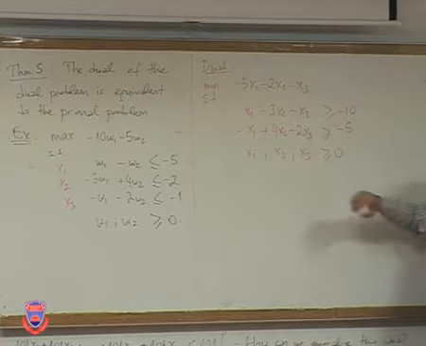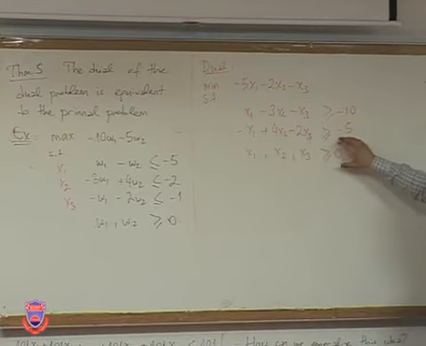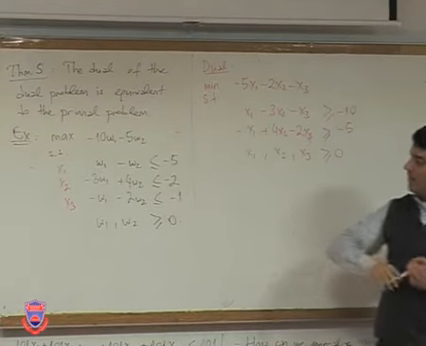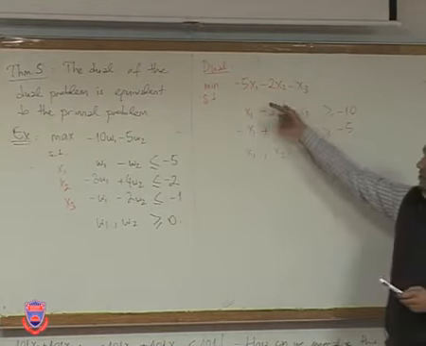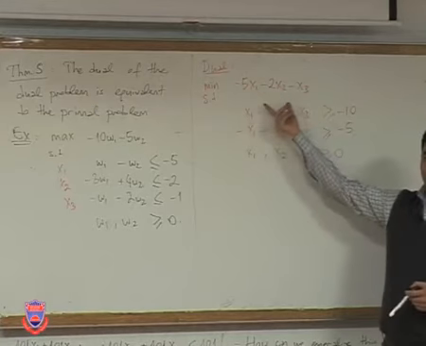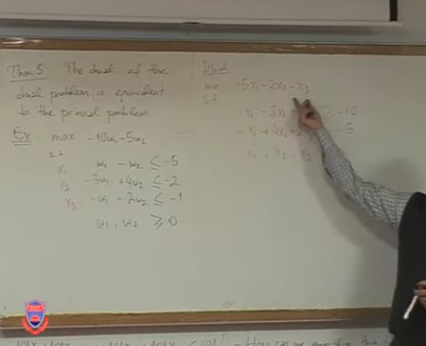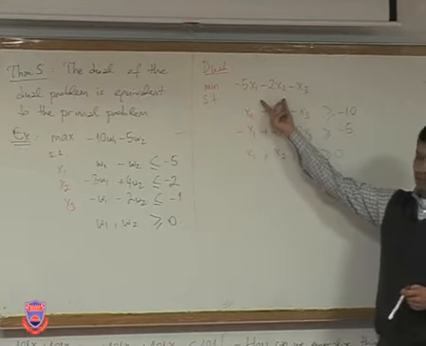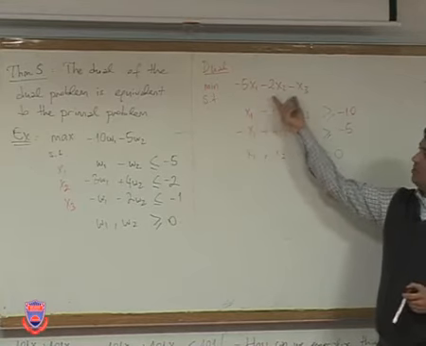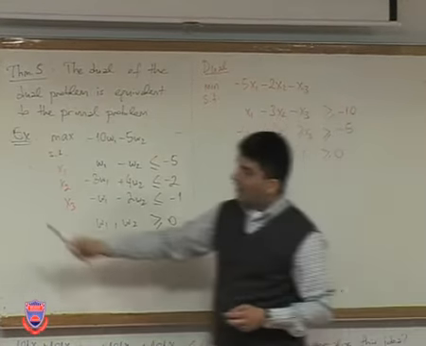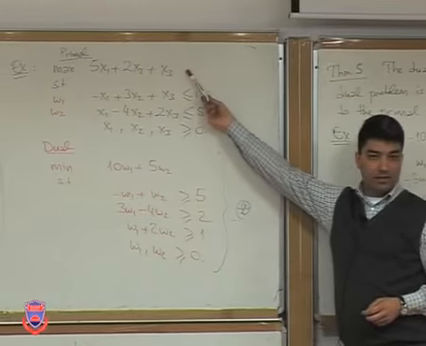Okay? Now let me compare this problem with the primal problem over there. Okay? Well, if I look at the objective function, this is a minimization problem. So I have minus 5x1, minus 2x2, minus x3, right? Well, how can I turn it into a maximization problem? Just multiply the objective function by minus 1, and that exactly gives me this objective function right here.